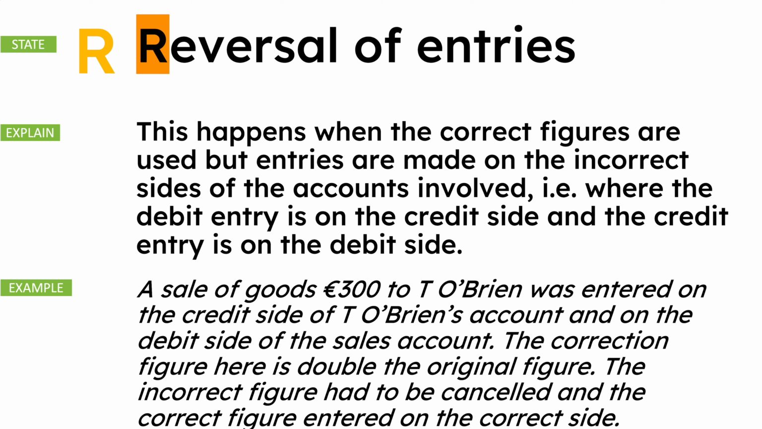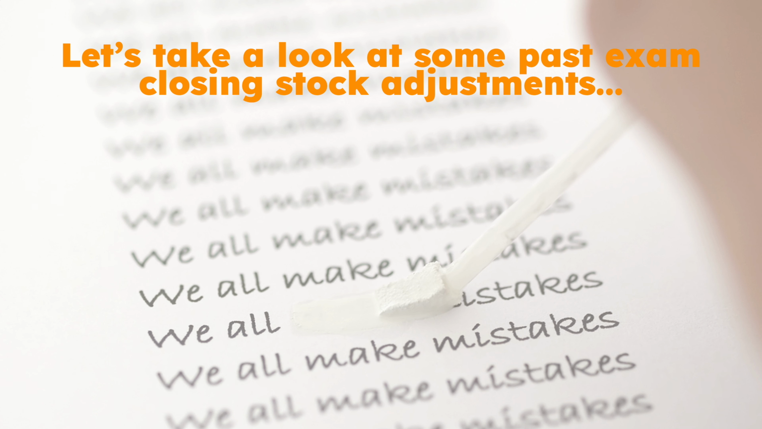So for example, a sale of goods 300 to T. O'Brien was entered on the credit side of T. O'Brien's account and on the debit side of the sales account. The correction figure here is double the original figure. So the incorrect figure had to be cancelled and the correct figure entered on the correct side.